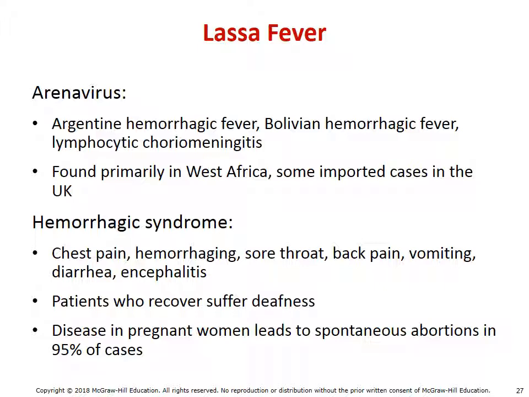But what I want to point out is two different things. The first thing is patients who recover suffer deafness, so they lose hearing. And then in terms of issues with pregnancy, in 95% of the cases we see spontaneous abortion of the offspring whenever a woman who's carrying becomes infected with Lassa fever.